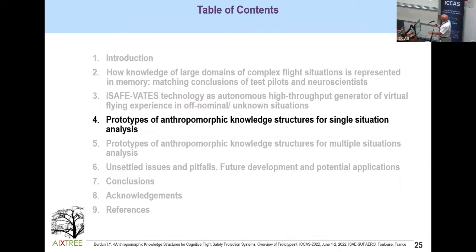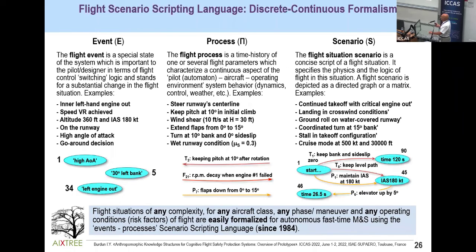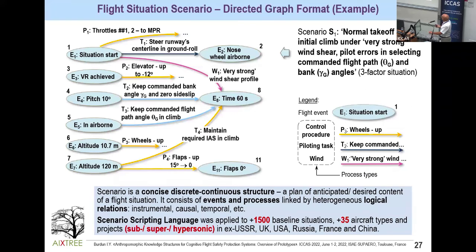So these are the prototypes for the structures which help us to analyze and control a single situation. The basics are the three components I already described. These are event, process, and scenario. And this is the scenario itself. A scenario is a discrete-continuous structure, which is a plan of a situation. This method was developed in 1984.